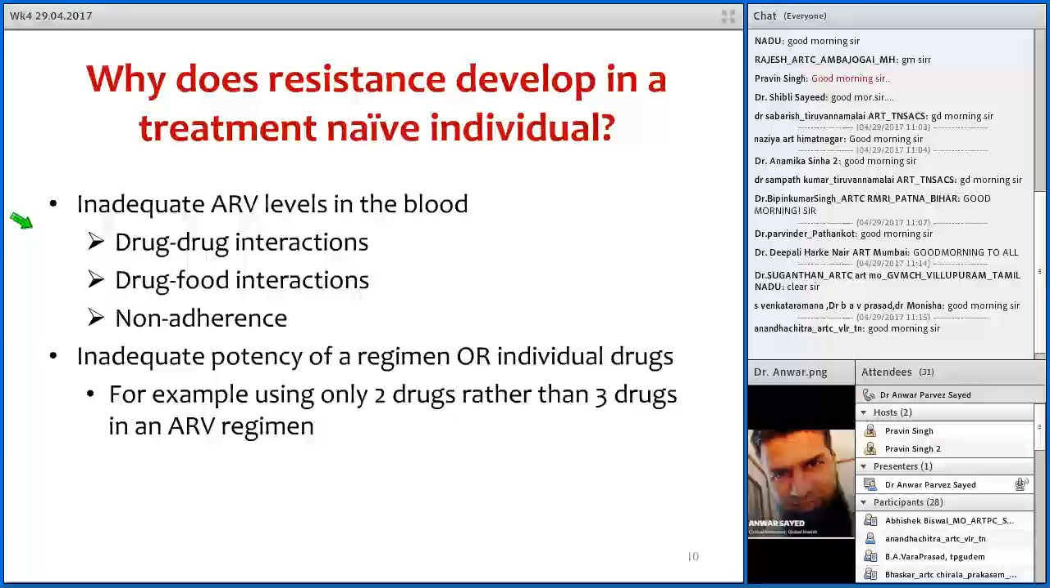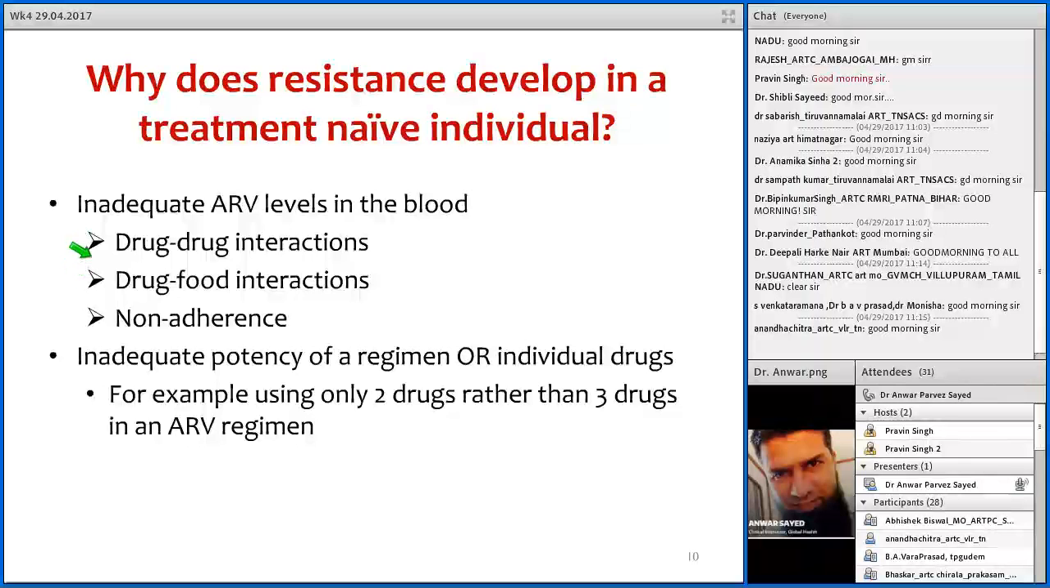Now, why does resistance develop in a treatment naive individual? Treatment naive means those people who have not taken ARVs before, or new patients. One cause is inadequate ARV levels in the blood. We talked about why this happens. One problem was non-adherence, that a person is not taking ART regularly. There can be others also. There can be drug interactions. There can be drug food interactions.